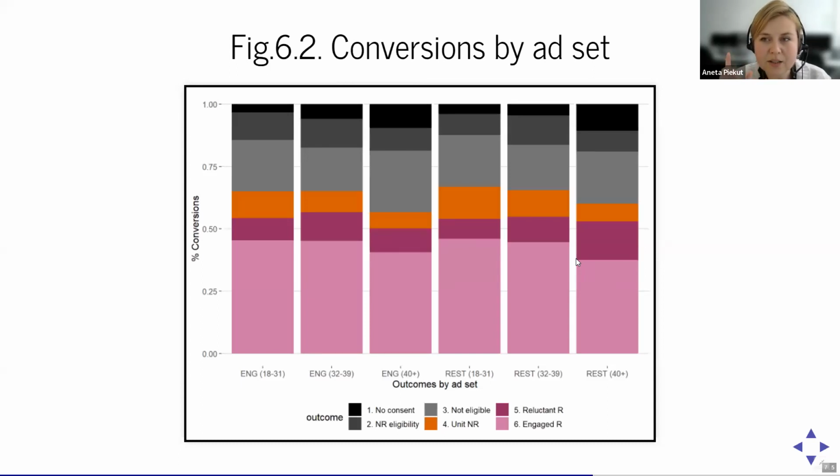You can see that the black color is larger among 40+ in both regions. So it means that this population of 40+ people were more likely to click and not do anything, not give consent, just read the information about the project.